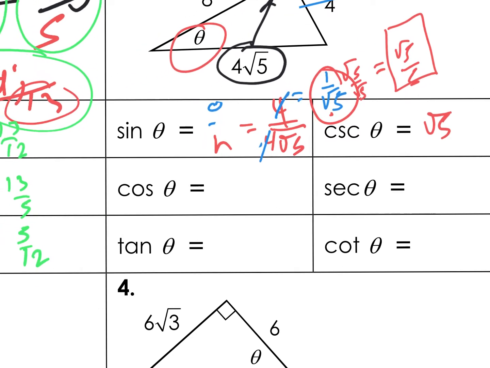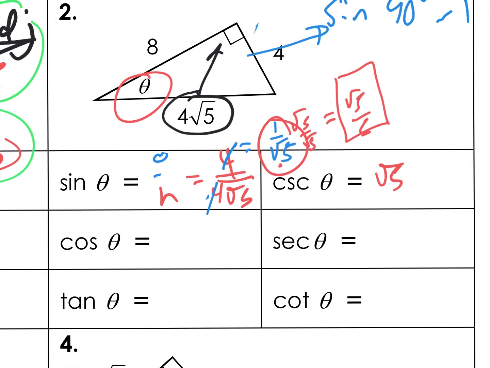All right, cosine of that theta. Cosine would be A over H. A is how much? 8. 8 over 4 square roots of 5. And when I rationalize it, it turns into, what is 8 times square root of 5? 8 square roots of 5. And then I got a 4 times square root of 5, square root of 5. Doesn't that cancel out the square root? 4 times 5?